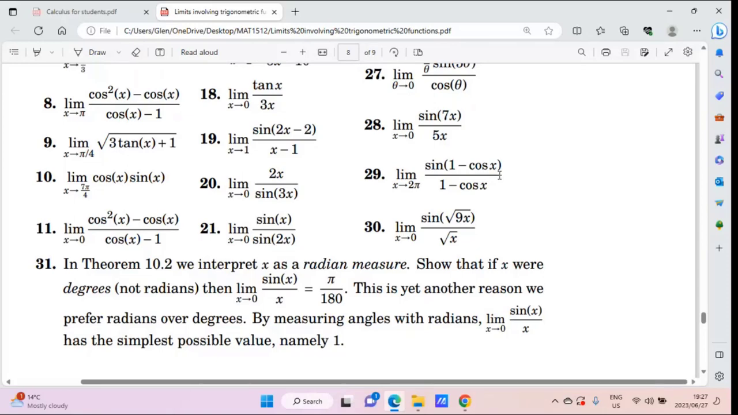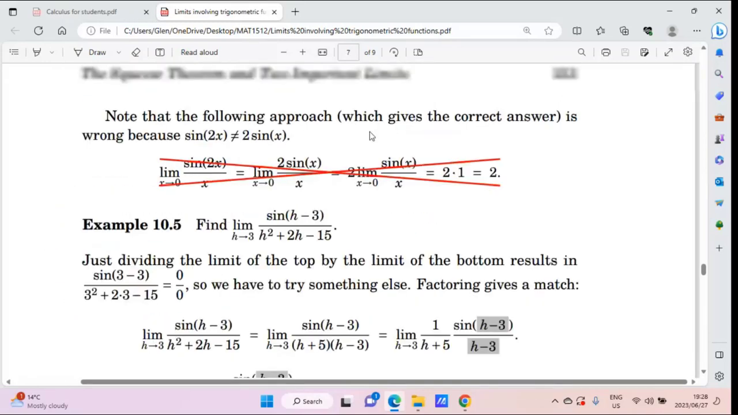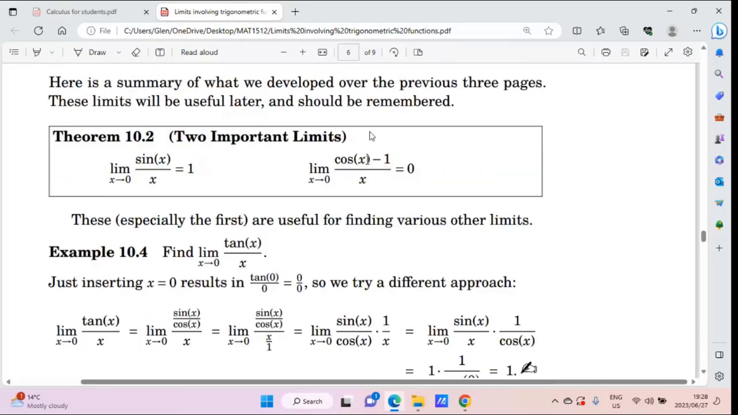Sir, at the beginning of trig limits, we did 2 laws, and so far we've only used 1. So I was wondering, will we not be asked about the other one? Which one are you referring to? The one for cos x minus 1 over x is equal to 0. Are you referring to this one? Yes, that one. We will only use it when it is applicable. We cannot just use it because we know it. Okay, it's fine then.